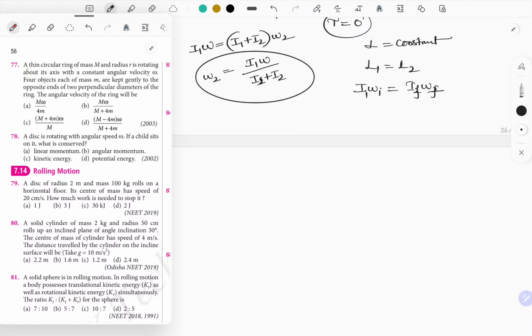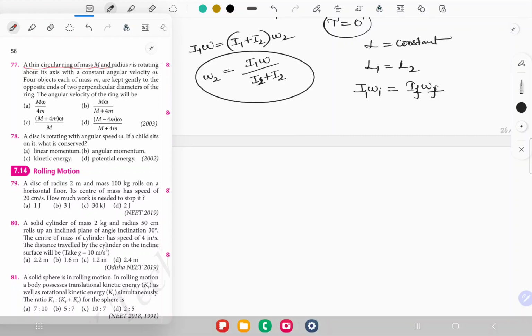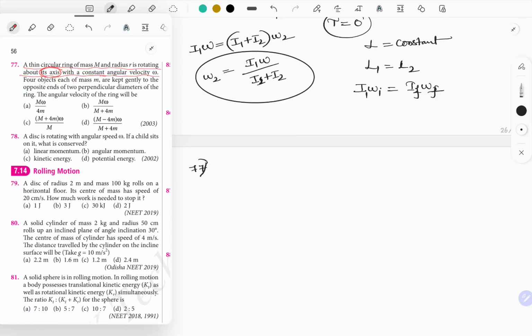Let's try. A thin circular ring of mass capital M and radius small r is rotating about its axis. Understand the meaning of its axis. I have already given a hint in lecture number 3 of system of particles and rotational motion. The meaning of its axis I have already given. With a constant angular velocity omega. Super. So 77.